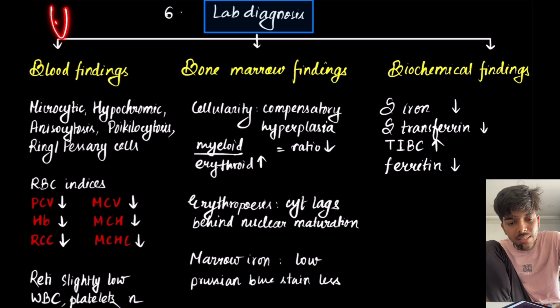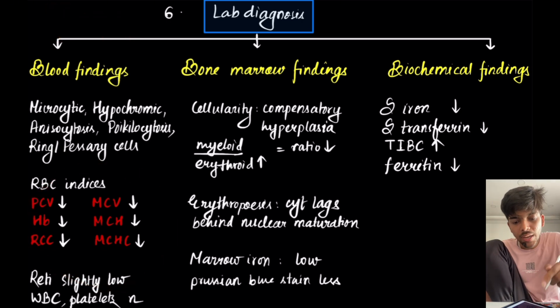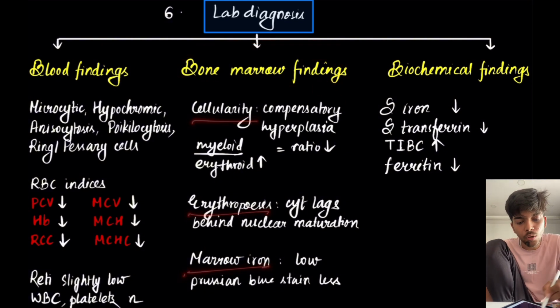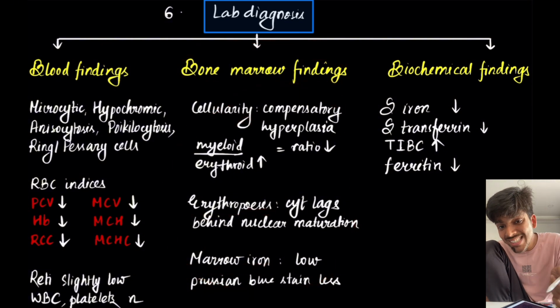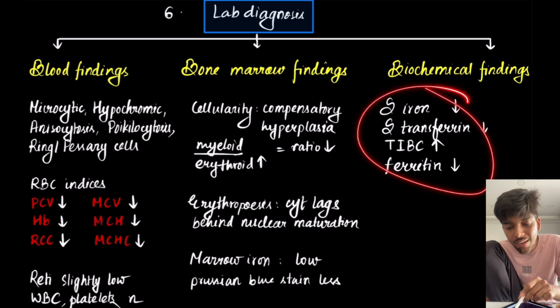You take the blood sample and perform CBC, you will find these. You take the bone marrow, check for cellularity, erythropoiesis, and marrow iron, you will find these. And you take the serum of the person and perform biochemical tests, you will find these.